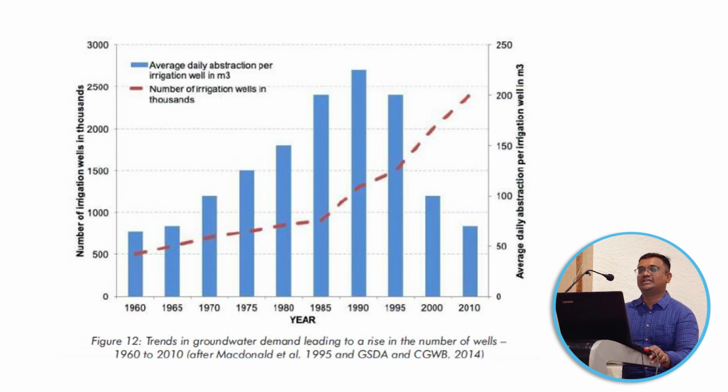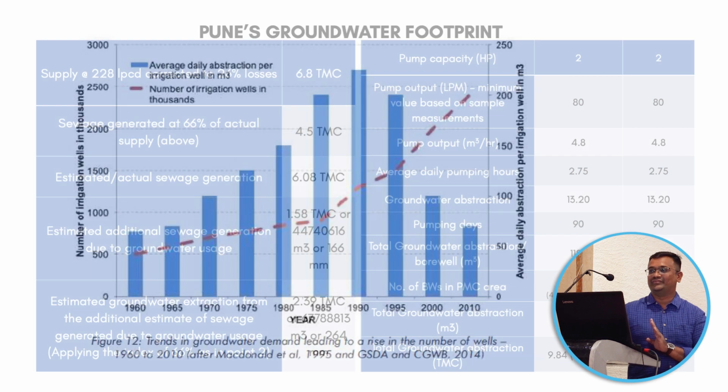We have the highest density of dams in Pune district. Even so, this red line shows the number of wells growing over the years. So we have witnessed that wells are also growing, even though we have the highest density of dams. The point I want to make is that groundwater use is not an alternative to dams, and dams are not an alternative to groundwater use.